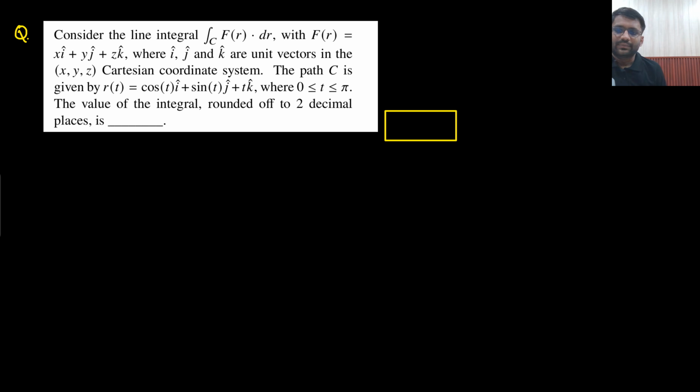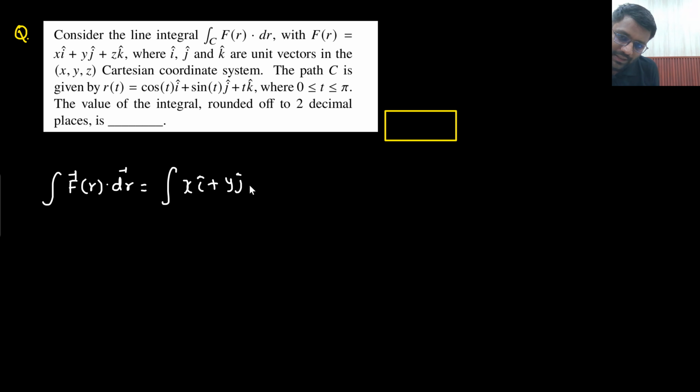Okay, let's go to the next one. Consider the vector field F(r) is given. The path C is given by r(t) = cos t i cap, sin t j cap, t k cap, with t going from 0 to pi. Find out the value of the integral.